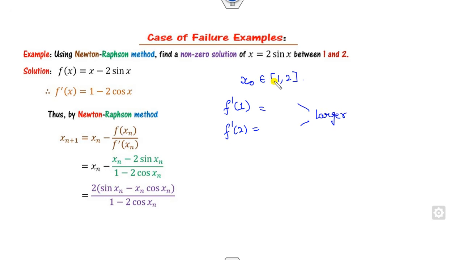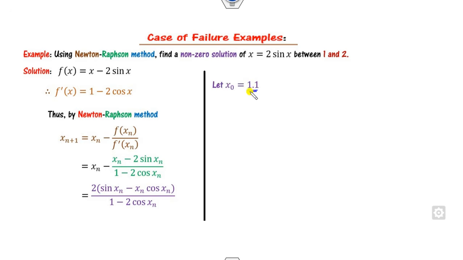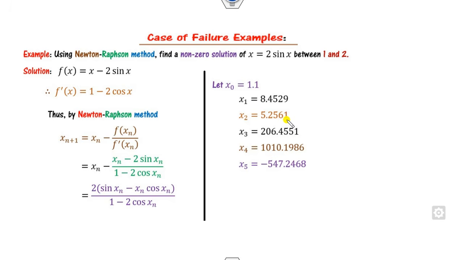On the other hand, if I choose the value as, say, 1.1, which is nearer to 1, and I substitute this value here, what is my x1? This x1 will be my here. Remember, the sine and cosine will be set in terms of radians.